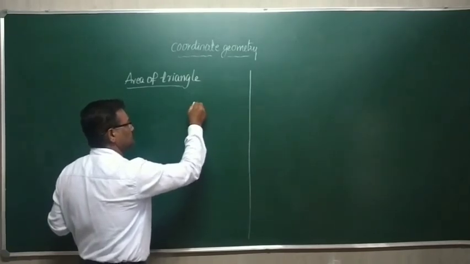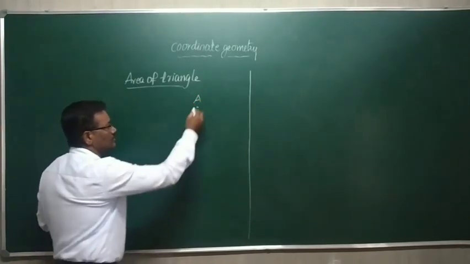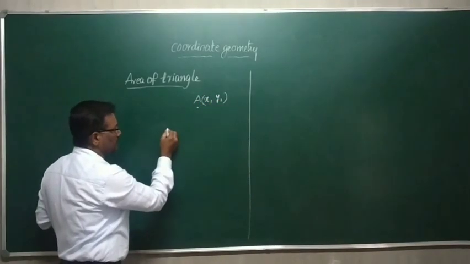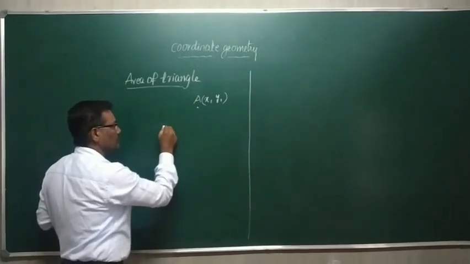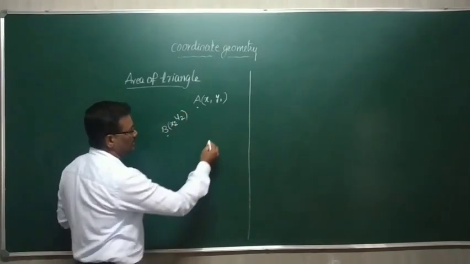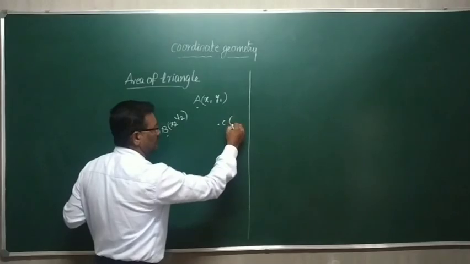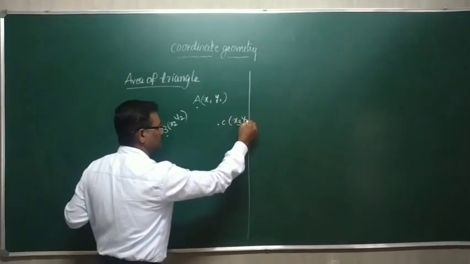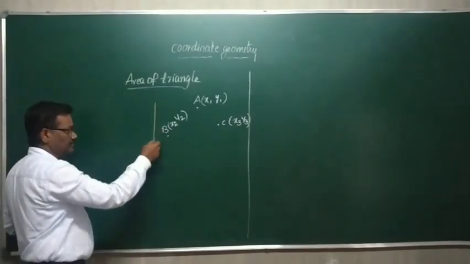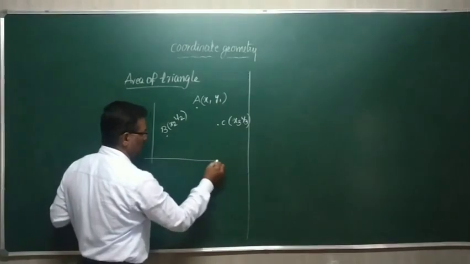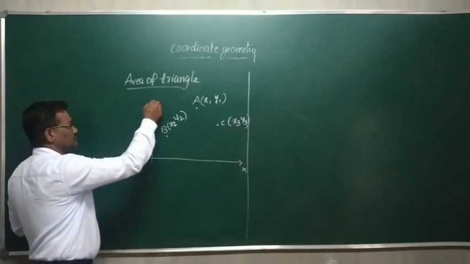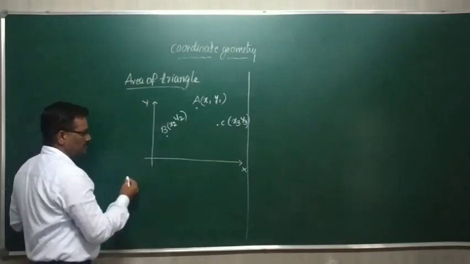Let us take the first point A, that is x1, y1. Second point B, x2, y2. Third point C, x3, y3. So these are the 3 points on a plane. Here the horizontal line is called x-axis, the vertical line is called y-axis, and where they meet, that is origin.